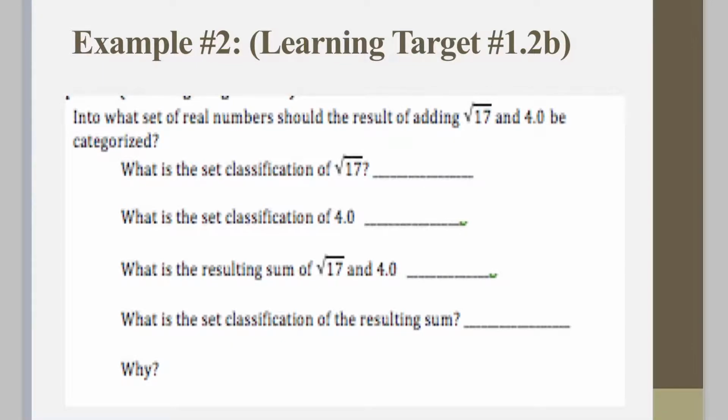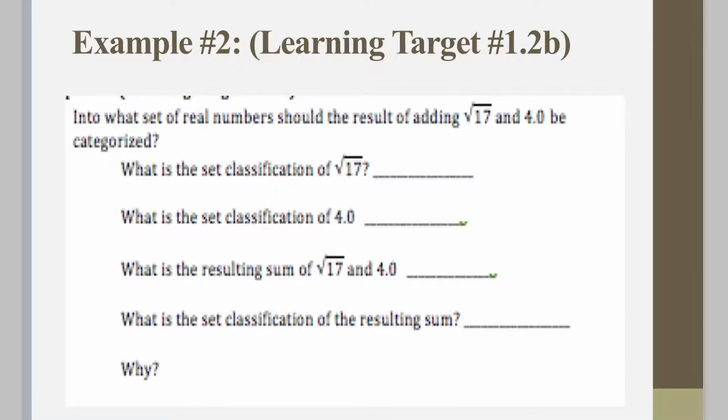Okay, looking at the question, it is broken down into 5 different sections, asking about the set classifications of the square root of 17, 4.0, the resulting sum, and then asking why. And so when we think about the set classifications, these are the sets of natural numbers, whole numbers, integers, rational numbers, and irrational numbers. And so when we consider the set classification of the square root of 17, what we need to do is convert that to a decimal.